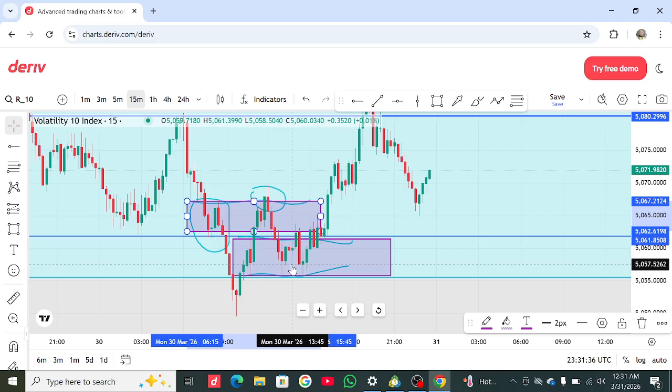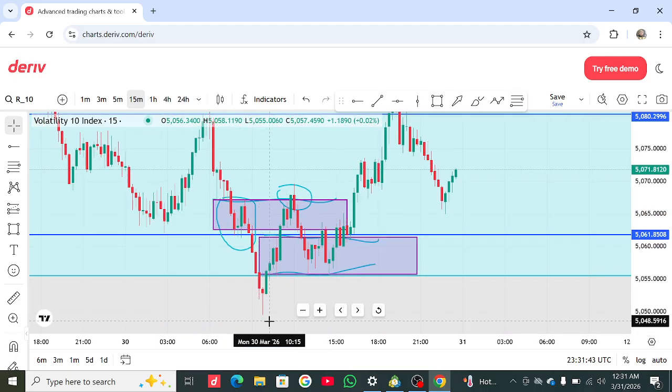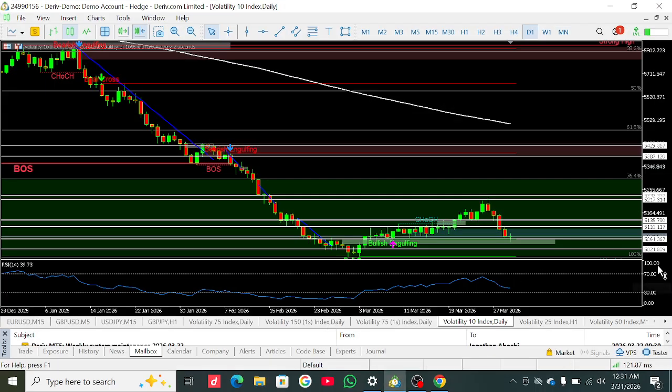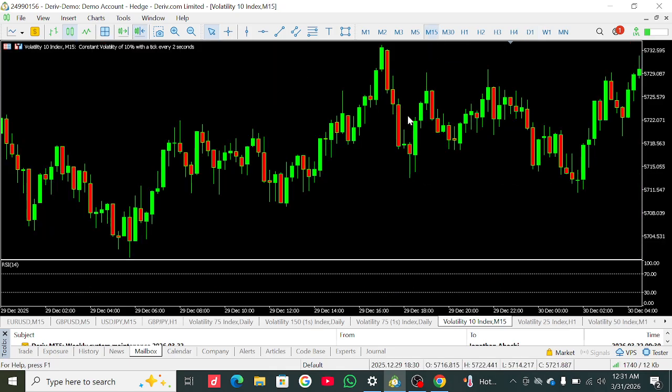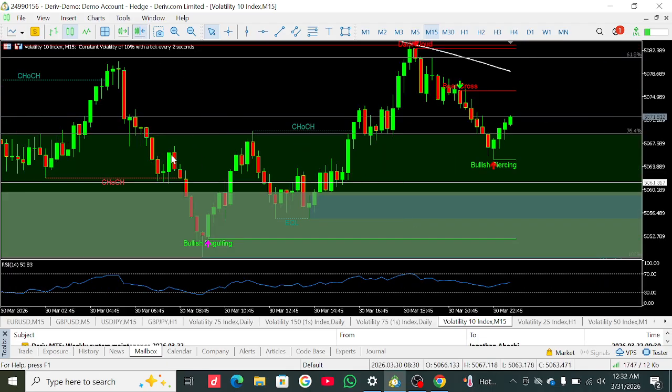We'll put our sell order here, our buy order here, and put our stop loss below this low. So let's go to the MT5. So this is the 15-minute time frame, and this is where I saw it.